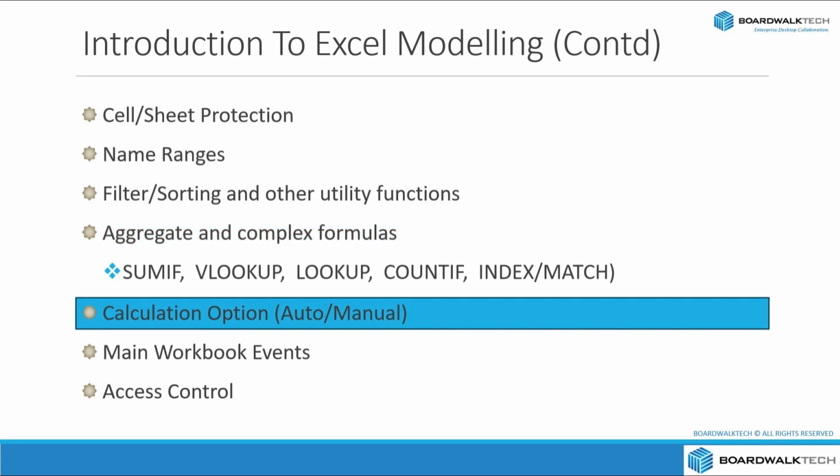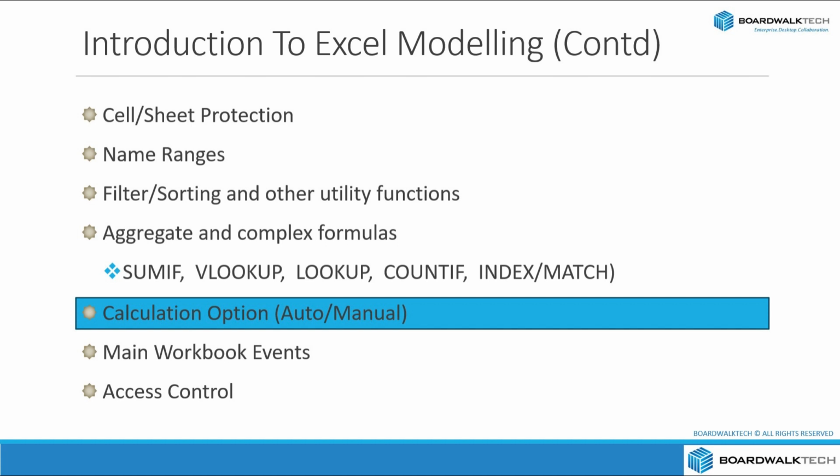Excel offers two calculation modes that determine how and when it recalculates formulas in a worksheet. Automatic calculation mode, which is the default. Excel automatically recalculates all formulas in the entire workbook whenever a change is made to the worksheet. This mode is convenient and ensures that all formulas are always up to date.